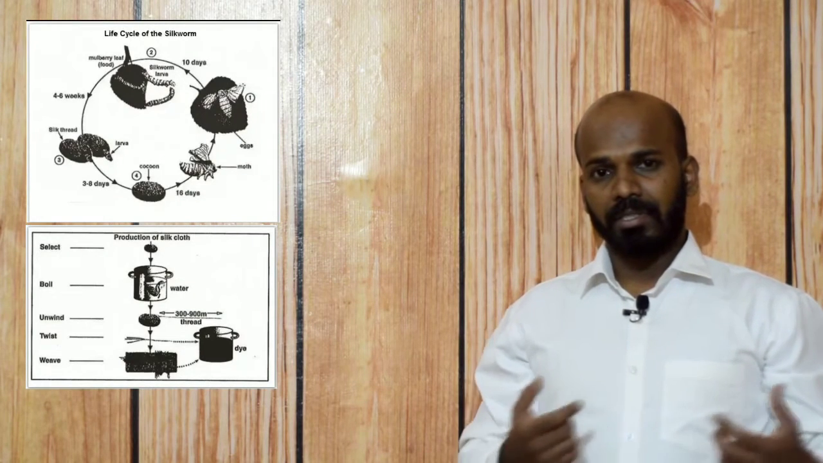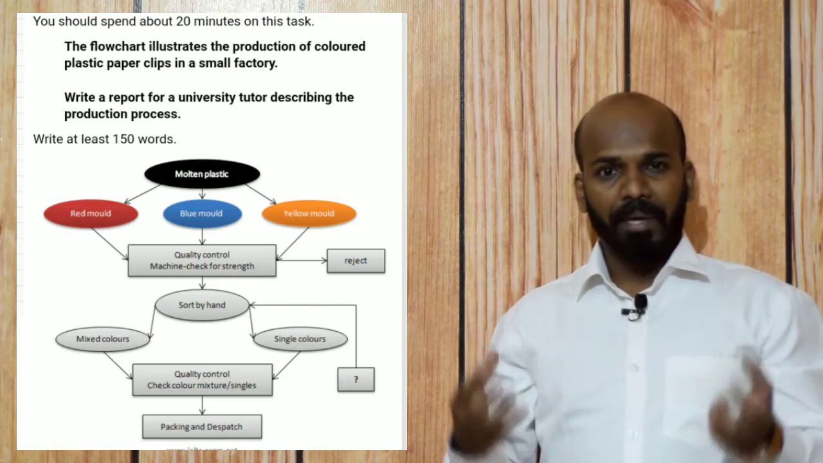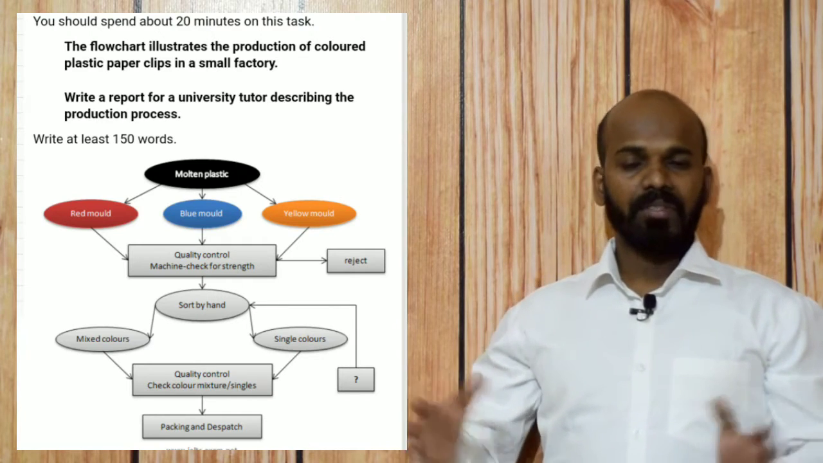Thirdly, you will have questions in the form of the formation or growth of islands, for example volcanic islands, and how the islands are formed. Then finally you will have questions in the form of a flowchart. For example, how colored paper clips are manufactured in a small factory. So these are the four ways the question can appear on your IELTS process or diagram Task 1 Academic question paper. Well, students, I am going to give you 3 important tips on how to improve your process or diagram writing in Task 1 Academic.